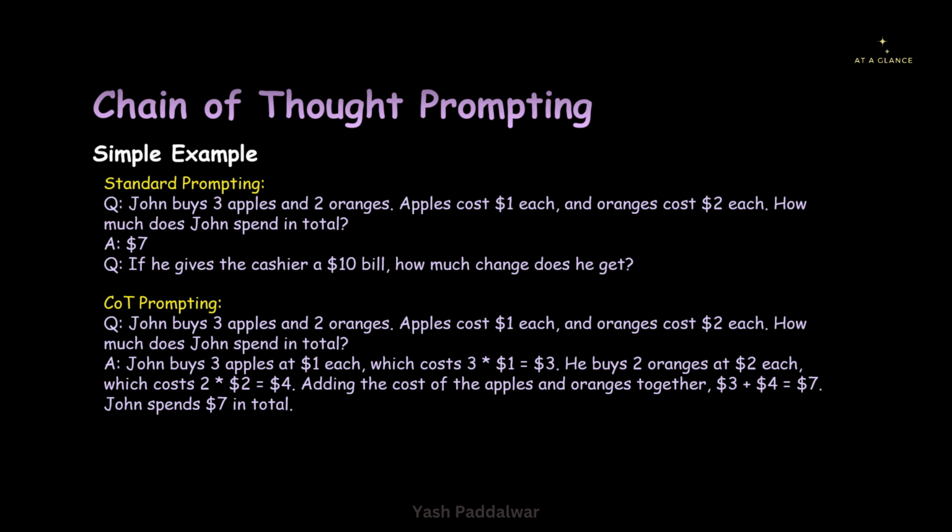So in short, we are simply providing the thinking process to the LLM, how it should think. Now if we provide a question for it, if he gives the cashier a $10 bill, how much change does he get? In this particular case, since it has understood how to approach the final answer step by step, there is very little chance that the LLM will give a vague or wrong output. The probability of getting an accurate and precise answer increases drastically using this chain of thought prompting technique.